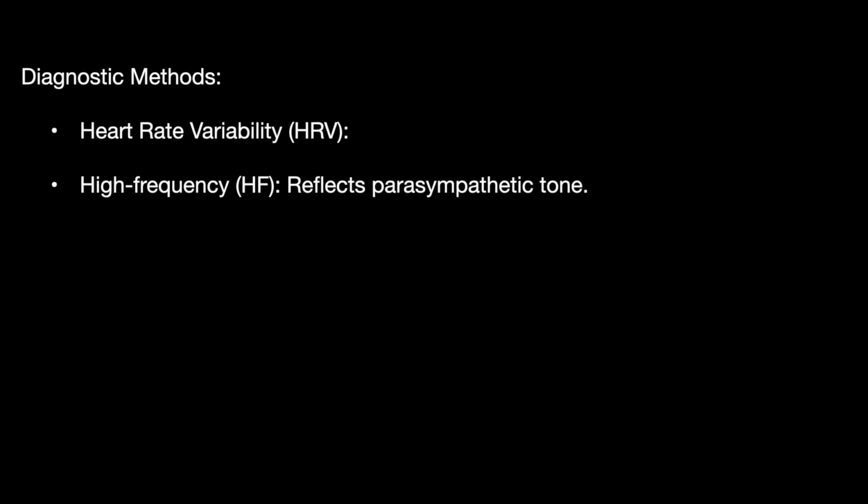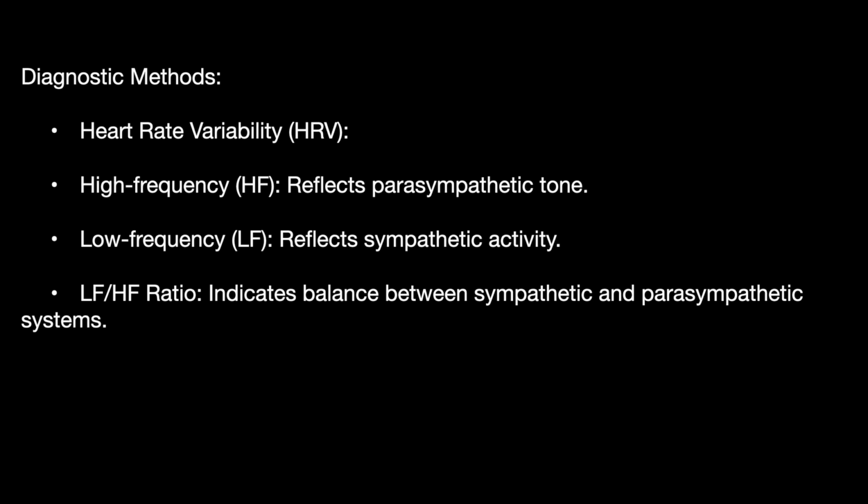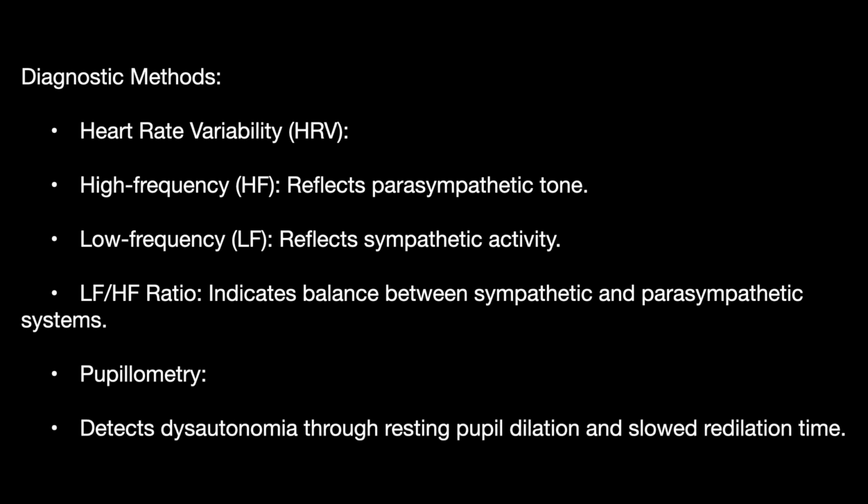Diagnostic methods that we use are the heart rate variability: high frequency reflects parasympathetic tone, and low frequency reflects sympathetic tone. So we make a ratio, a good balance indicates that all the systems are going okay. You can do pupillometry, which detects dysautonomia through resting pupil dilatation and slowed redilatation times.